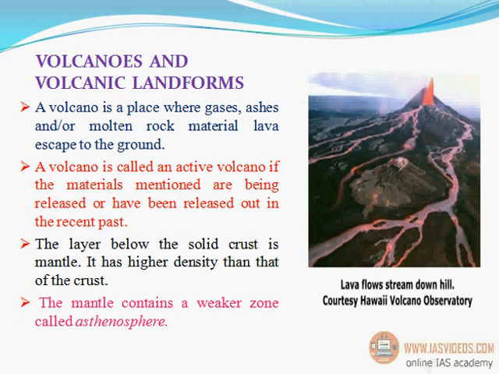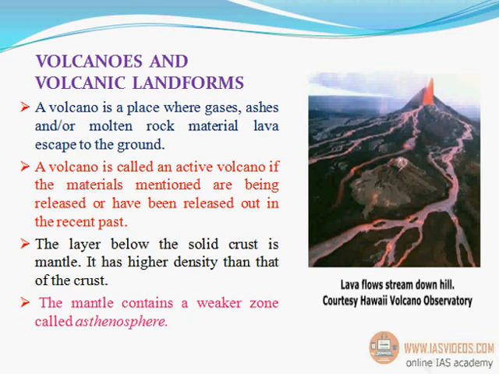The core is formed. A volcano is a place where gases, ashes and/or molten rock material (lava) escape to the ground. A volcano is called an active volcano if the materials mentioned are being released or have been released in the recent past.